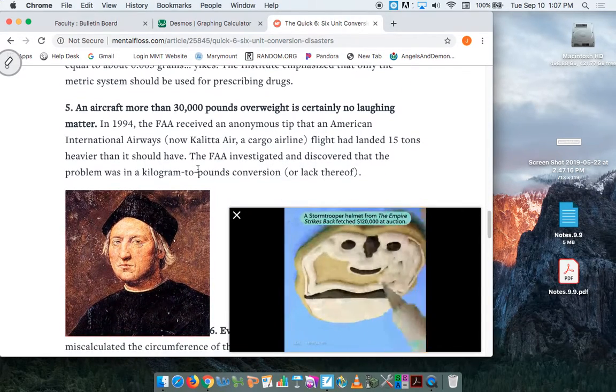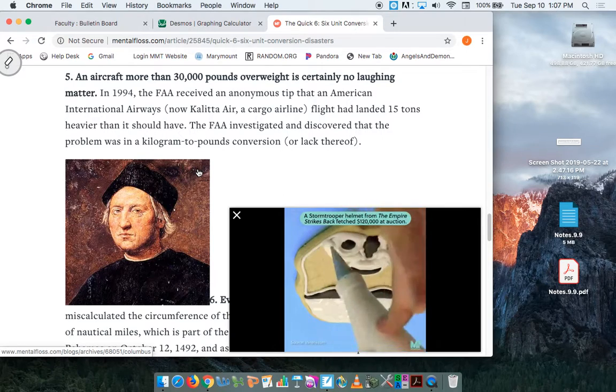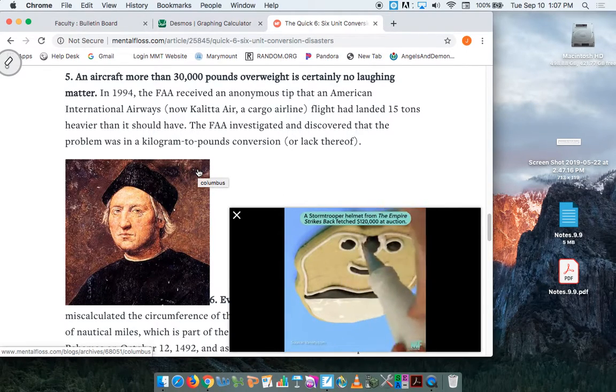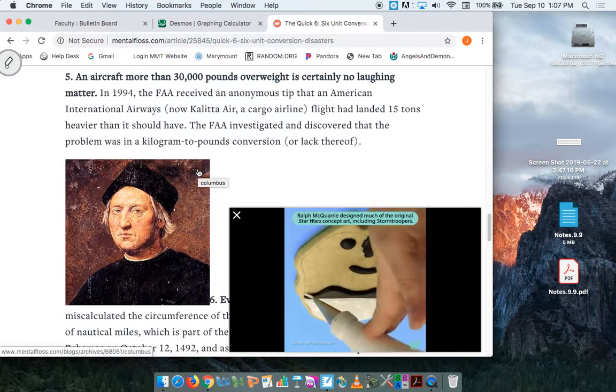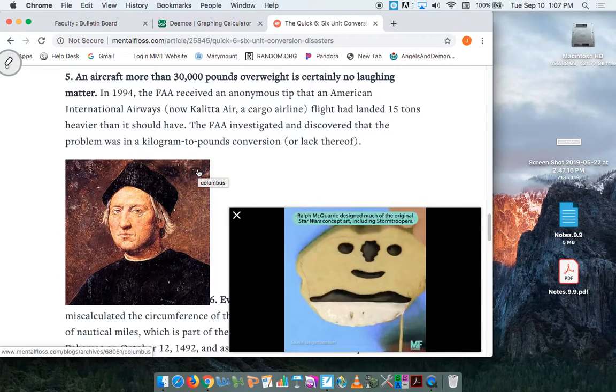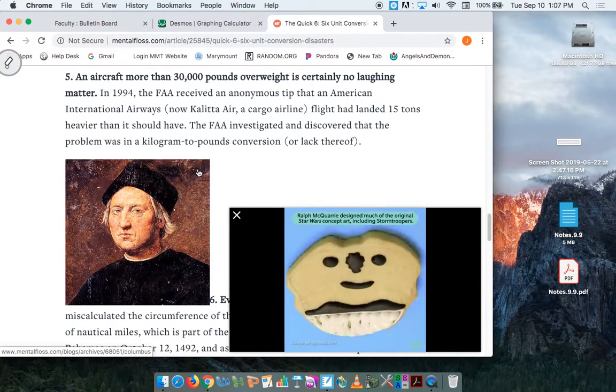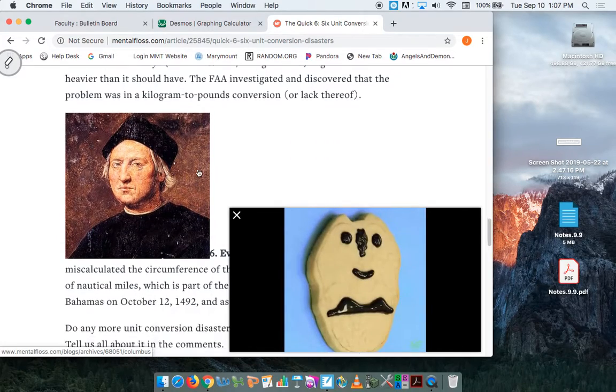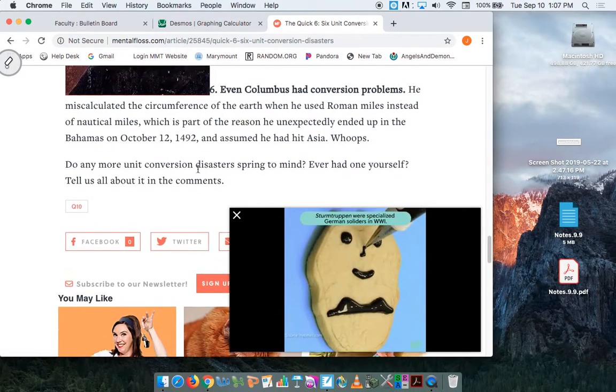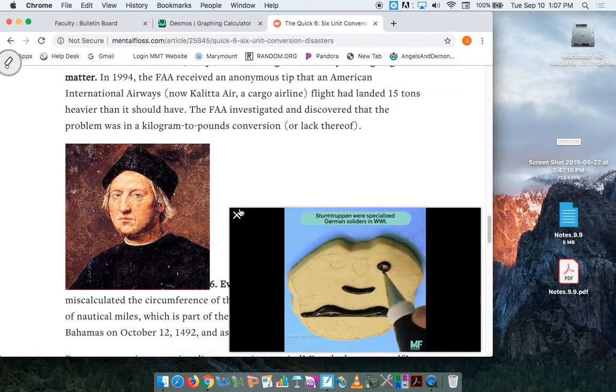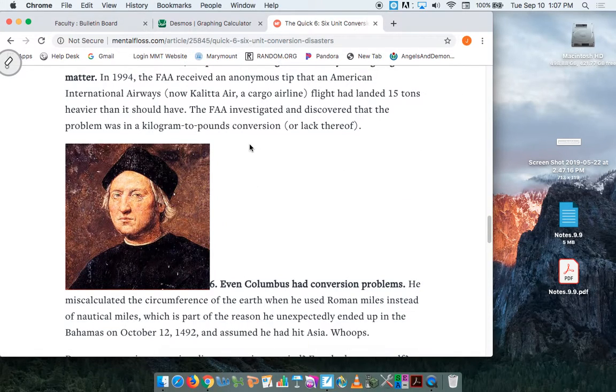So this will help. An aircraft with more than 30,000 pounds was more than 30,000 pounds overweight. It's certainly no laughing matter. The FAA received an anonymous tip that an American International Airways flight had landed 15 tons heavier than it should have. They're lucky it didn't crash. There's a few stories where somebody miscalculated. I could give you more horrible disasters, but that's not my point. I think I've made the point now.